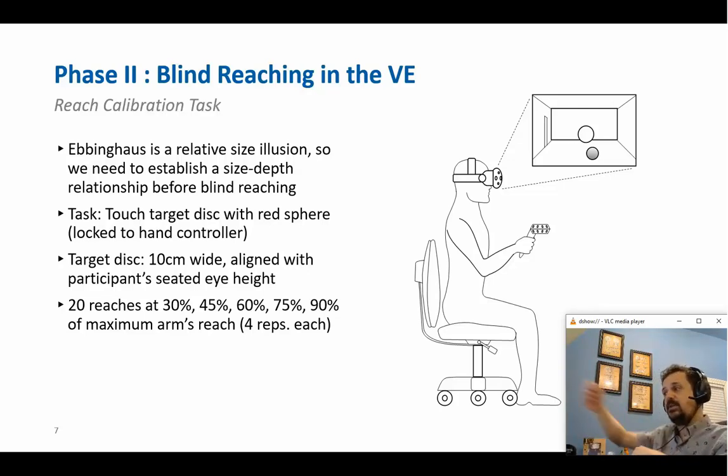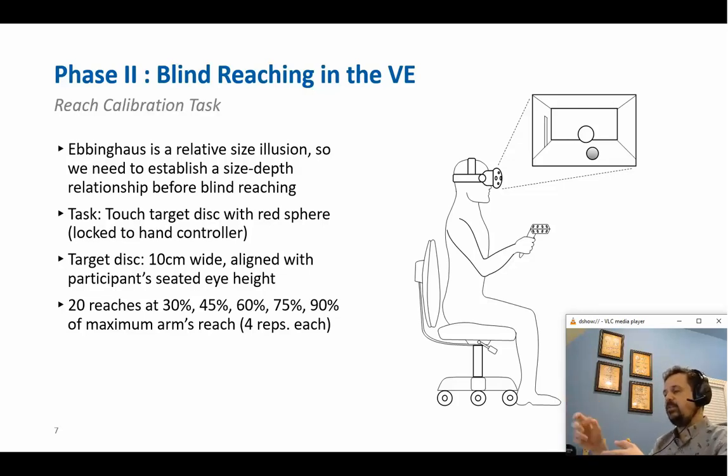At the beginning of the experiment, their maximum arm reach was measured. We placed the stimulus object at either 30, 45, 60, 75, or 90% of the maximum arm's reach. The whole point of this was to establish a size-depth relationship. So this is our calibration phase. They're calibrating their reach to this object.